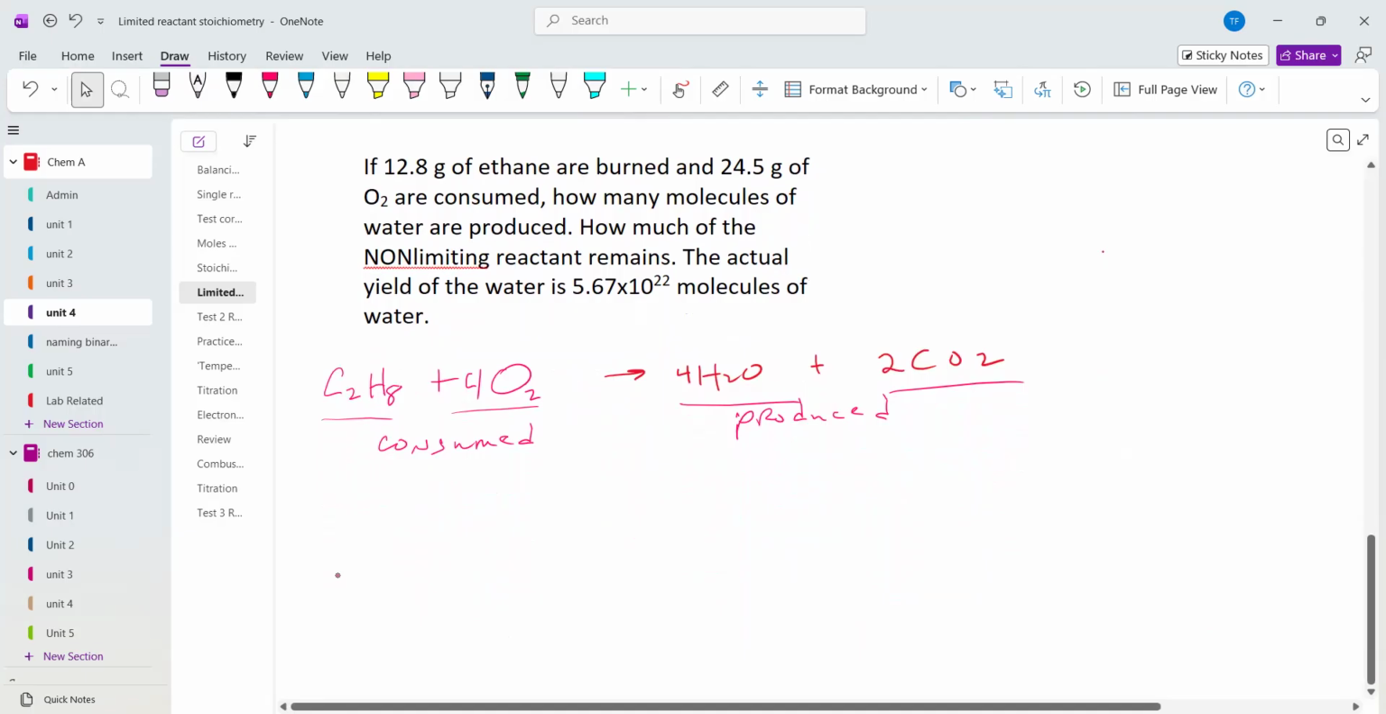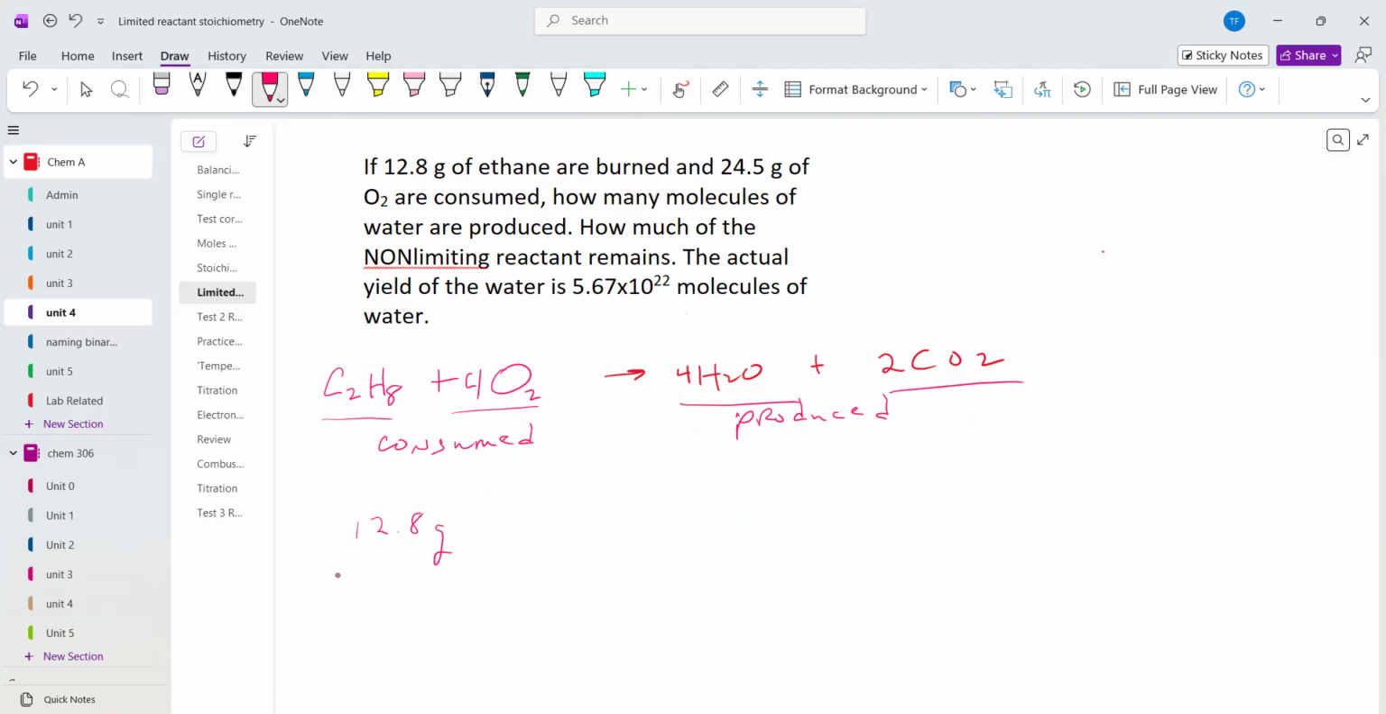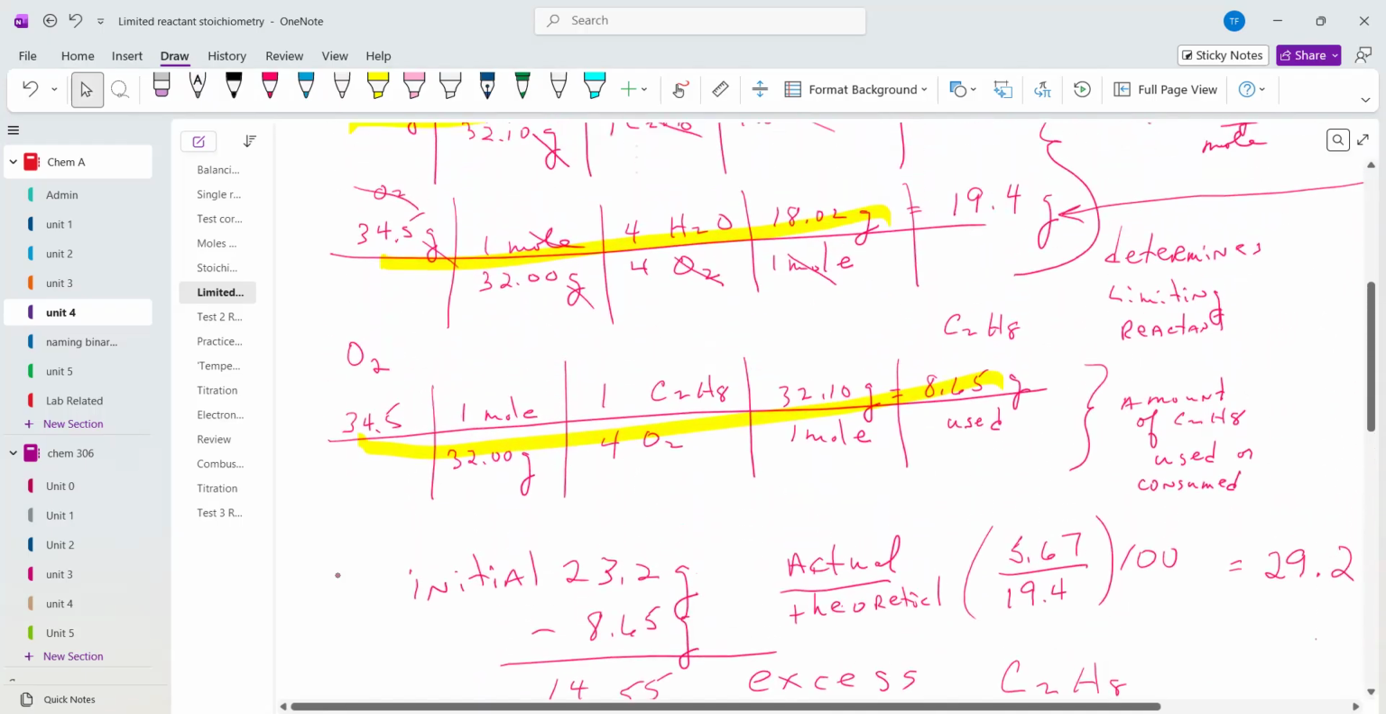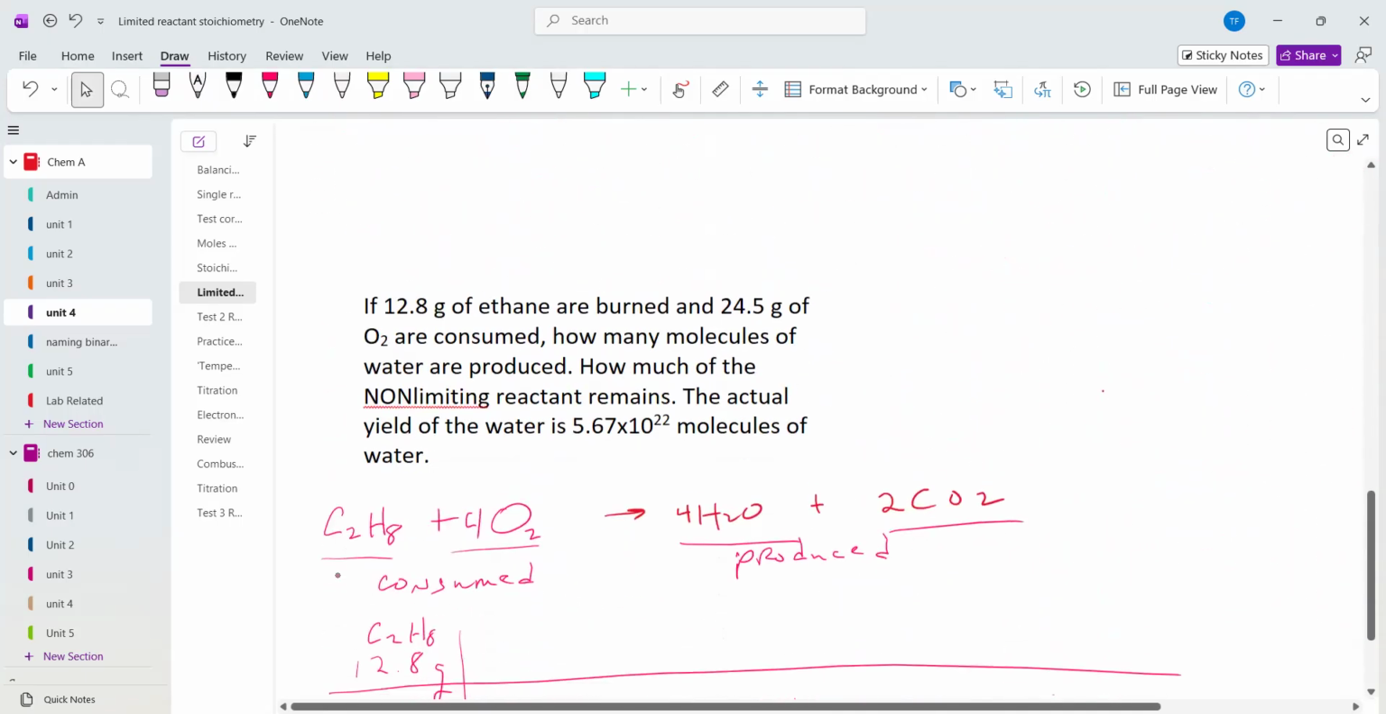Okay, so let's do ethane first. So we got 12.8 grams ethane. Now, if you look up the formula for ethane, it's not C2H8, it's actually C2H6. This one, the balancing of the equation works out better. So this is kind of a faux ethane. And we've already done the molar mass for ethane. That's 32.1.